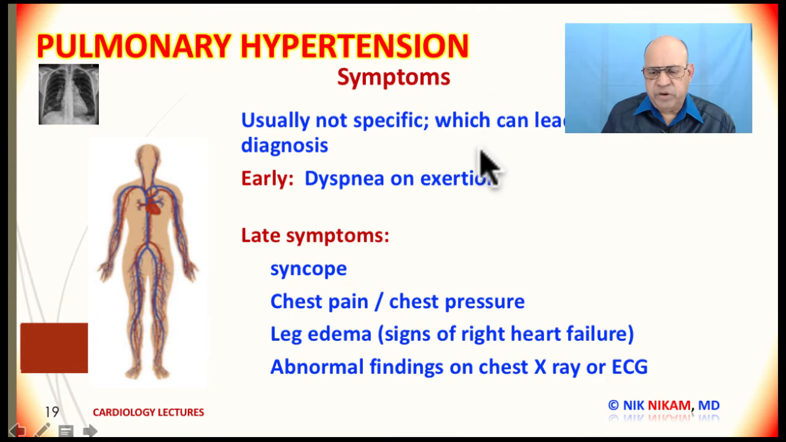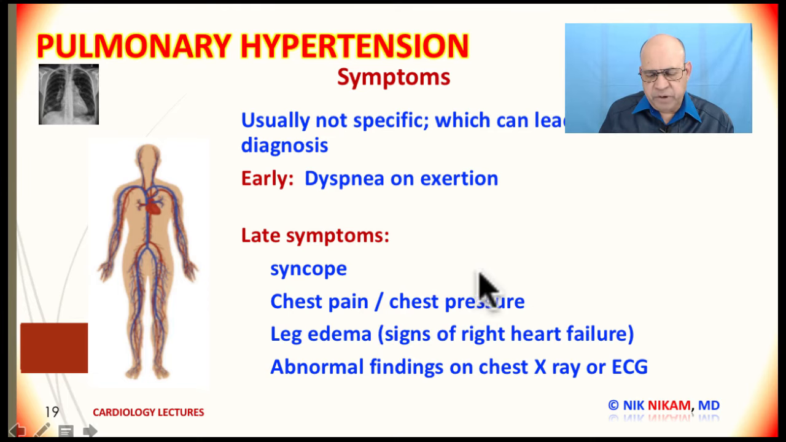Generally, the symptoms are non-specific, which usually leads to a significant delay in the diagnosis of pulmonary hypertension, especially pulmonary arterial hypertension. Dyspnea on exertion is one of the main features of patients with pulmonary hypertension. Some patients may also present with syncope, especially with exertion, and as you can see from the previous slide, this is because they are not able to increase their cardiac output with exertion. Chest pain may be related to pulmonary arterial pressure.